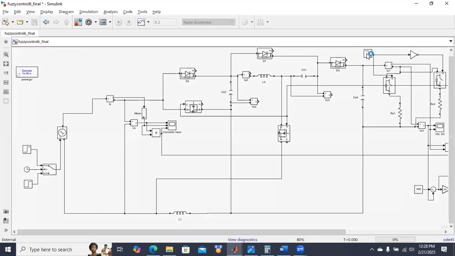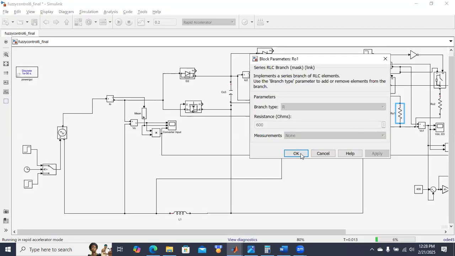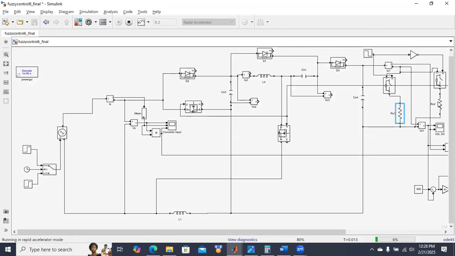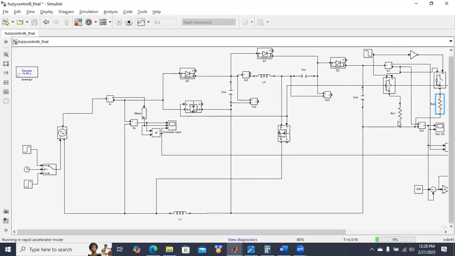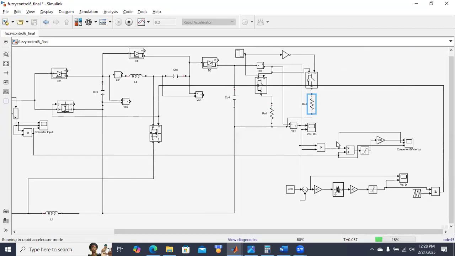Similarly, here the load resistance is changed. Initially it was around 600 ohms. Here that R1 is 600 ohms. After 0.1 second, another resistance is connected. This is of 250 ohms. So the load is changed here. And also similarly, source voltage is changed. So how the fuzzy logic controller adapts to those changes and provides load voltage regulation.